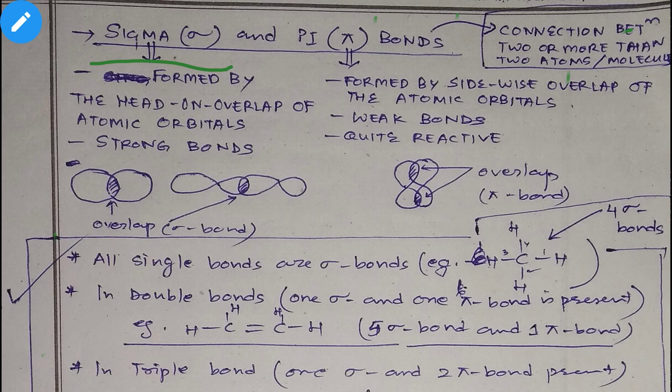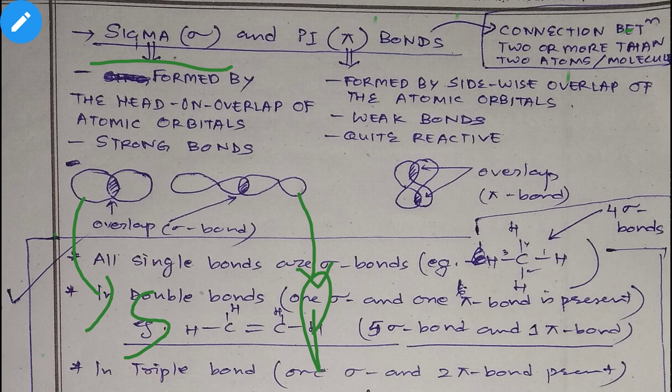A sigma bond is the bond formed by the head-on overlap, or you can say direct overlap. Overlap means meeting, the overlap of atomic orbitals. I have already told you what an orbital is: where the electron resides. In the last lecture I said that s orbitals have one shape and p orbitals have a different shape.